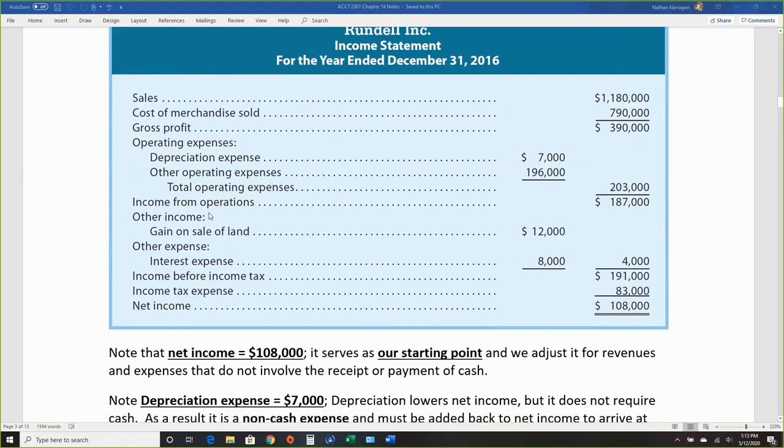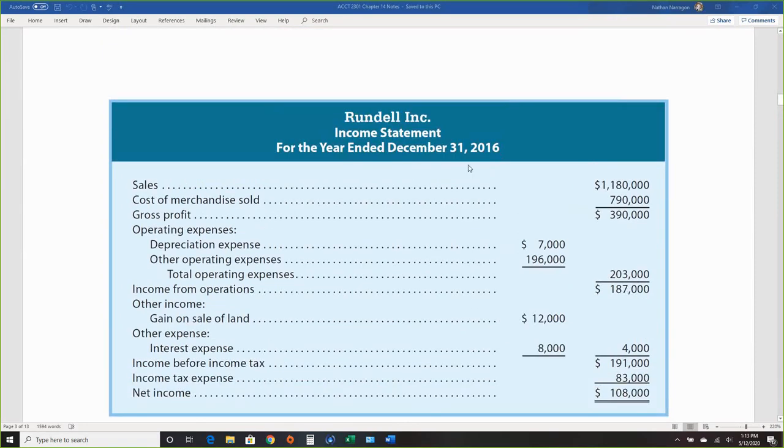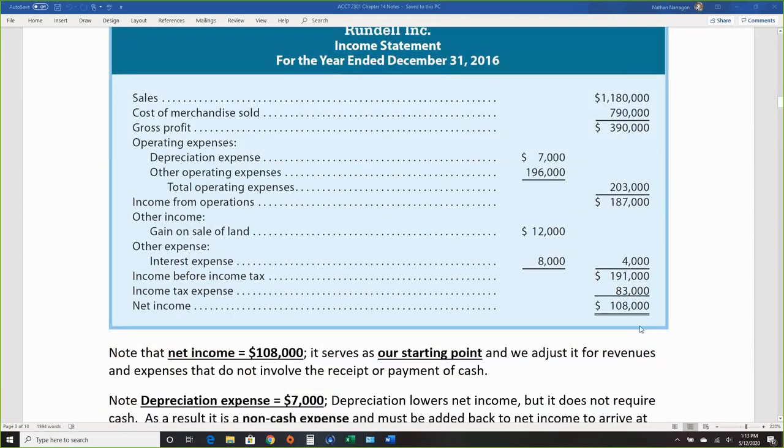So, we're going to start with the income statement, and again, the starting point for the cash flow is your net income. It happens to be $108,000. Okay? This serves as our starting point. We'll go through there. And the first thing that we're going to look at is anything that does not deal with cash. Okay? And the number one item is usually depreciation.